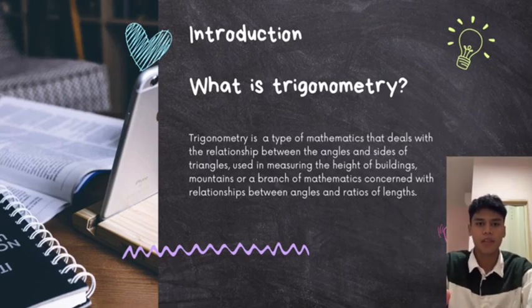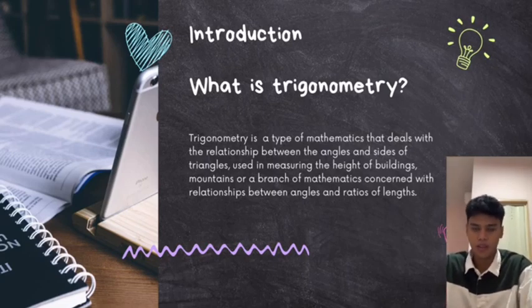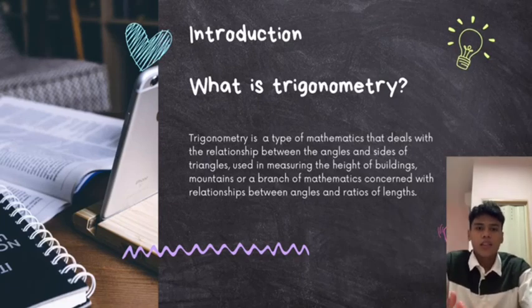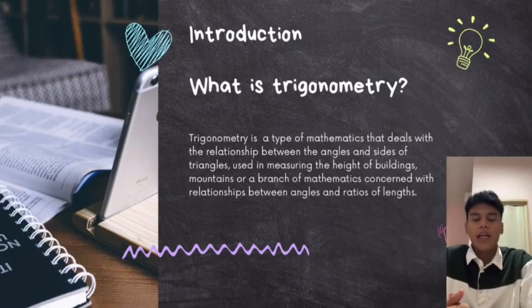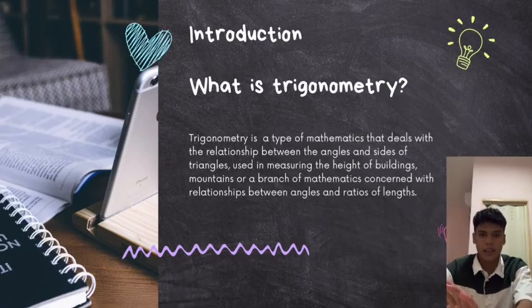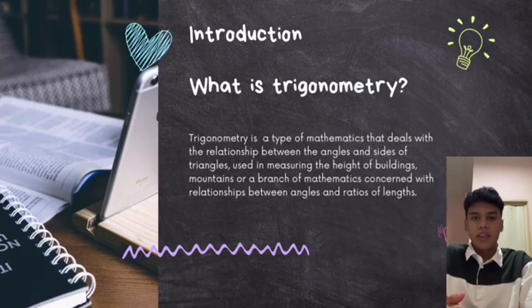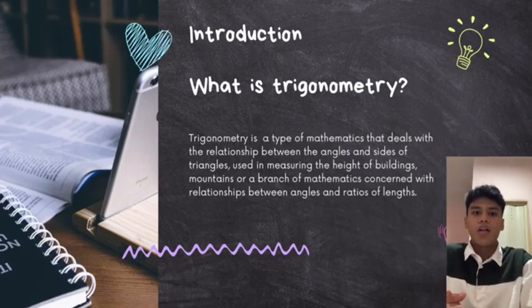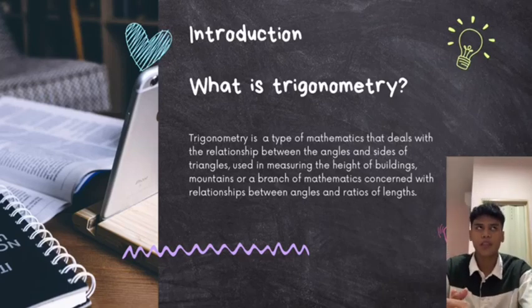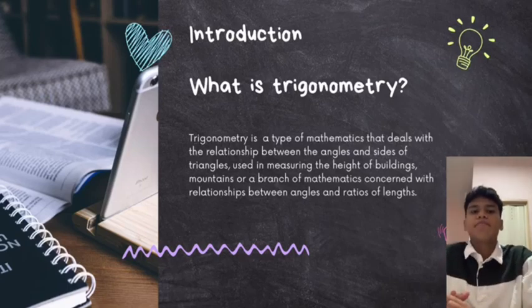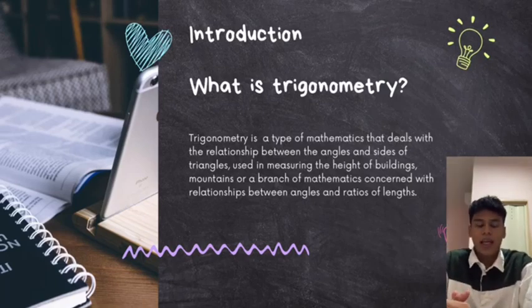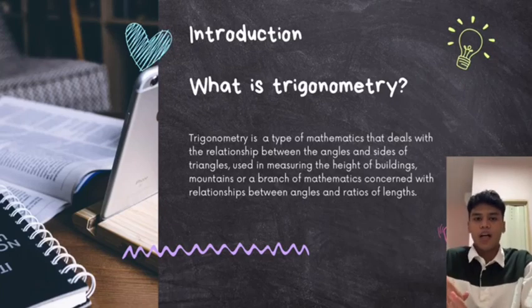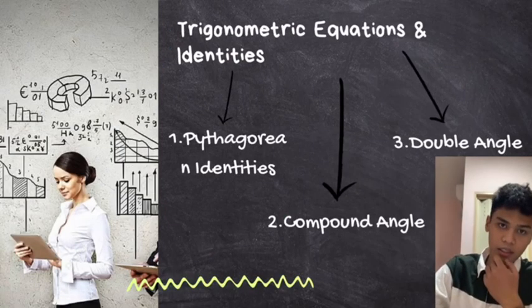Before I start my presentation, let me tell what is trigonometry. Trigonometry is a type of mathematics that deals with the relationship between the angle and side of triangle, used in measuring the height of building and mountain, or a branch of mathematics concerned with a relationship between angle and ratio of length. Okay, so let me continue.